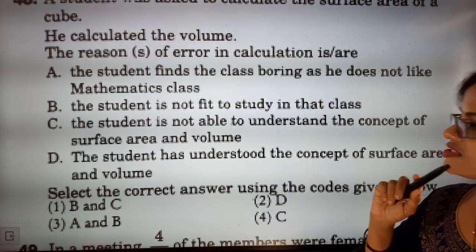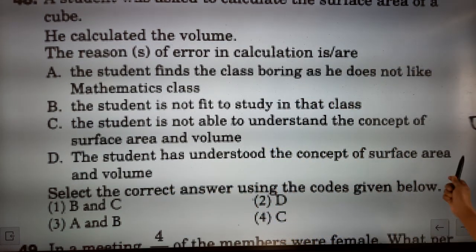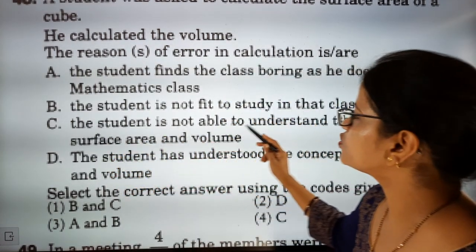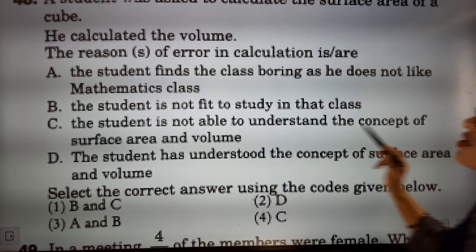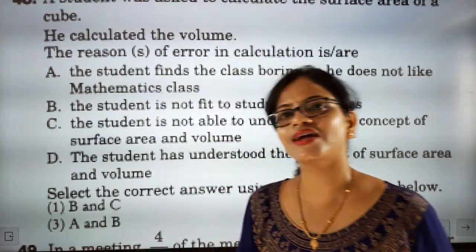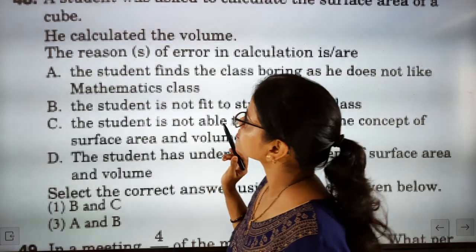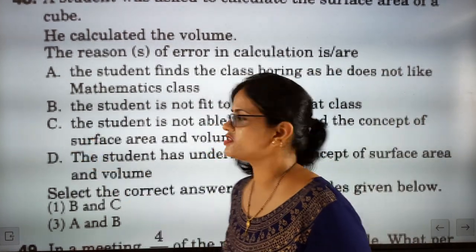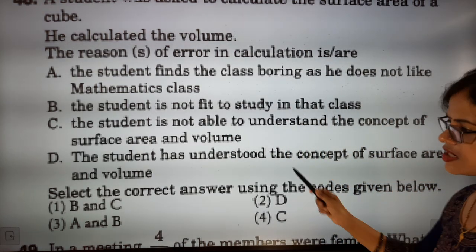So here you have to understand that if the student has understood the concept of surface area and volume, then why will the student make a mistake? Now the student is not able to understand the concept of surface area and volume. So 100% if he is not understanding the concept, then only he will make a mistake. So D will not be the correct option.